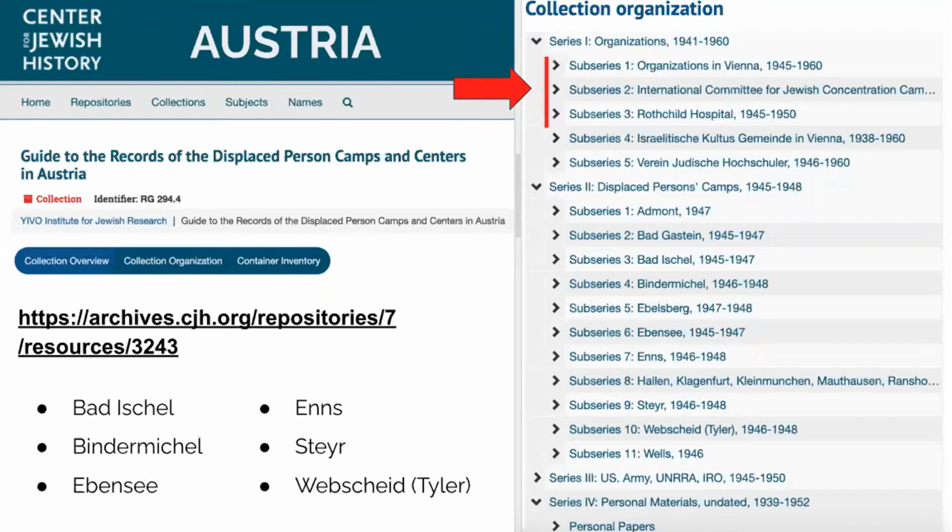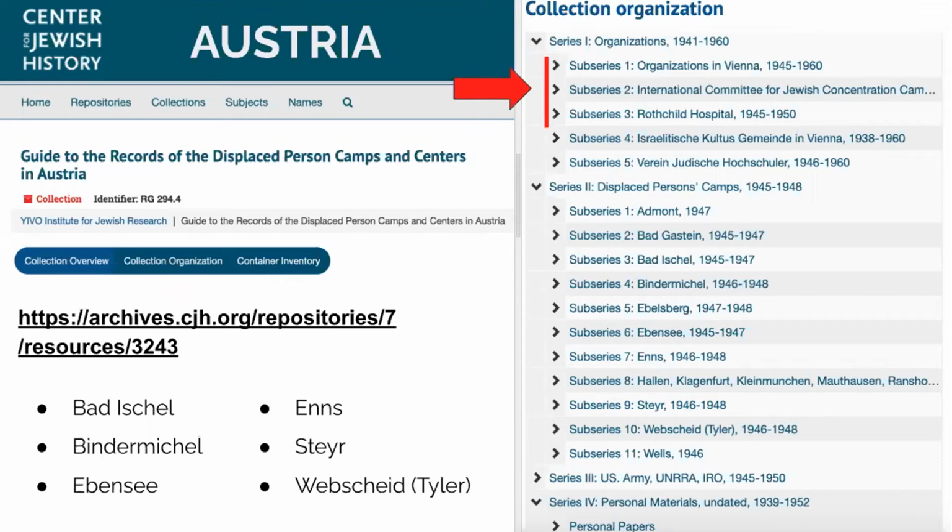Series 2 comprises the records of individual DP camps in the American zone of Austria, particularly those near Linz and Salzburg. The camps with the most substantial groupings of materials include Bad Ischl, Enns, Steyr, and Wegscheid-Tyler. The camps bulleted on the slide have various lists of people, including residents, people undergoing medical treatment, students, and employees.